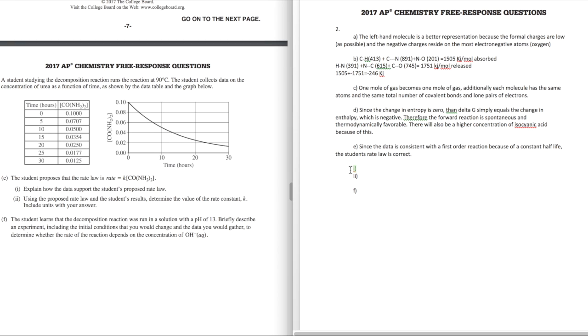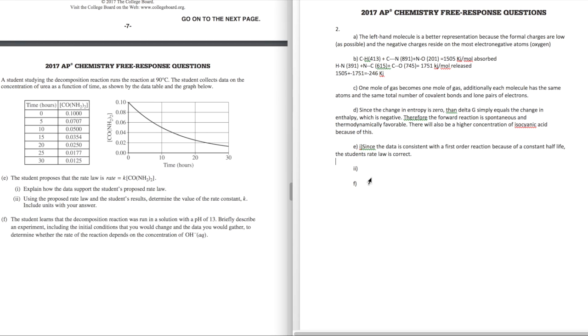And that's part 1, so let's go to part 2 of part E. You usually propose a rate law and use the student's results to determine the value of the rate constant K. Include units with your answer.